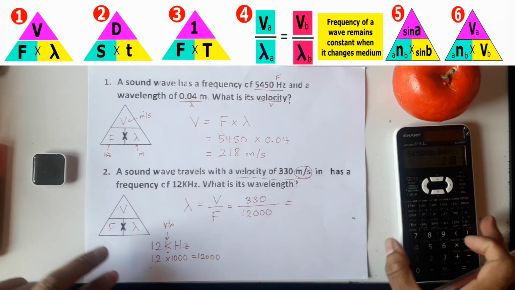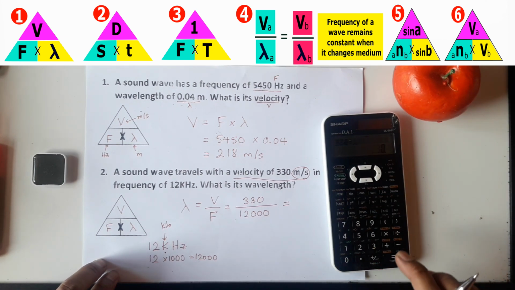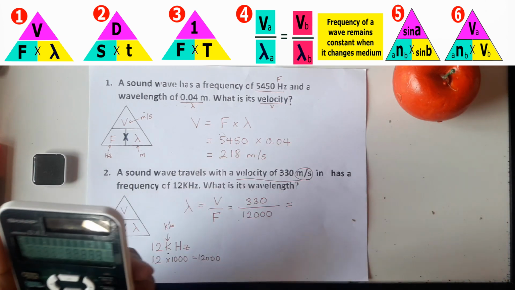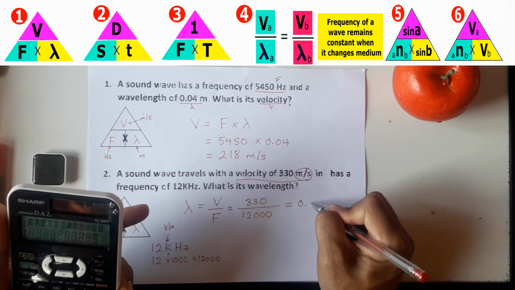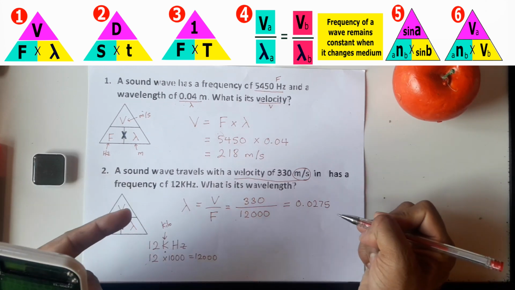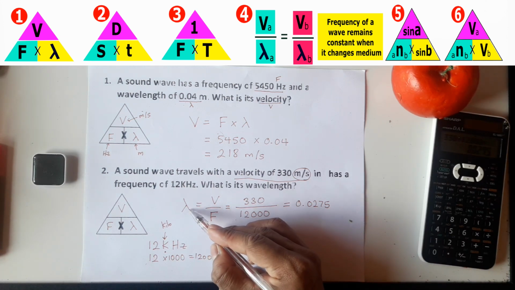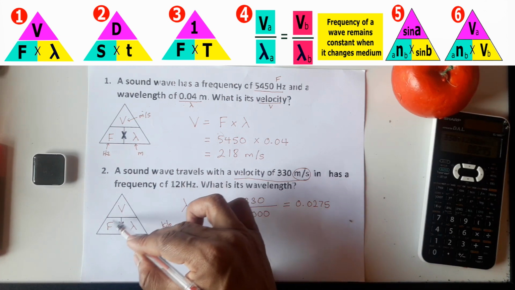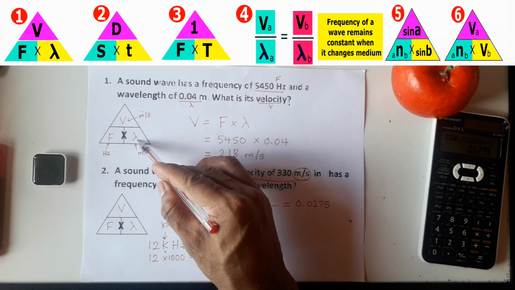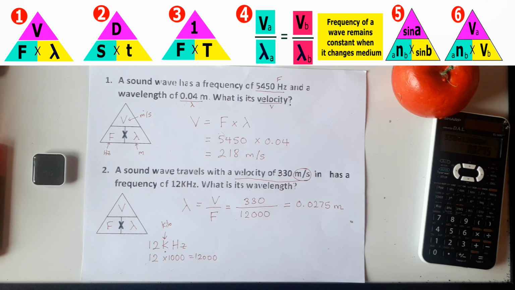So all we have to do is take our calculator and type in 330 divided by 12,000, and we will get 0.0275. Alright. Now remember, we found our wavelength, and if we use this formula properly, the wavelength always comes out in meters.